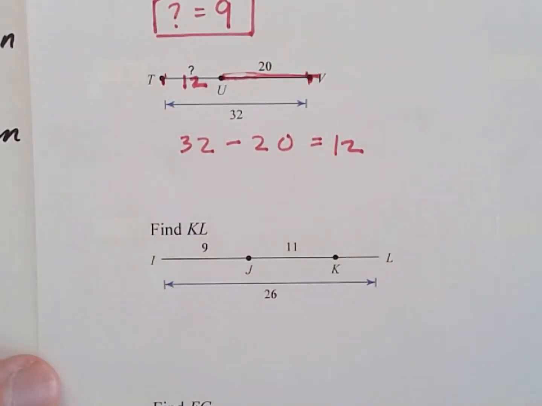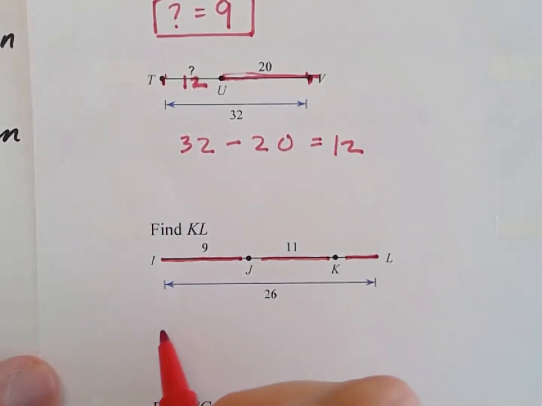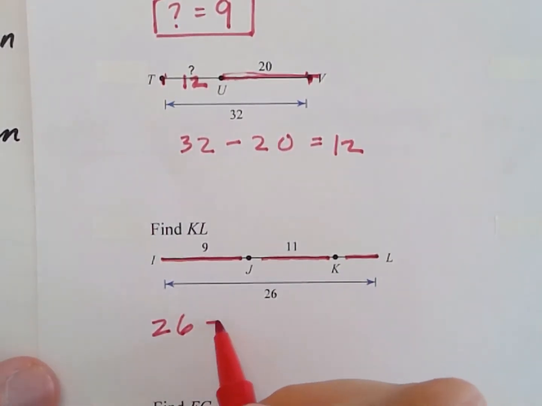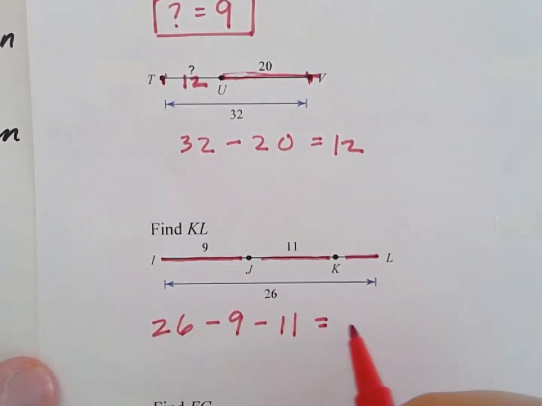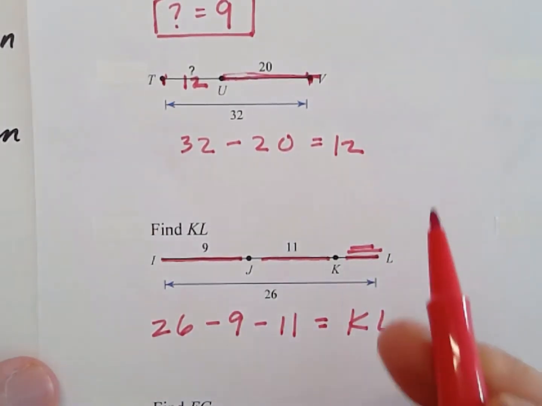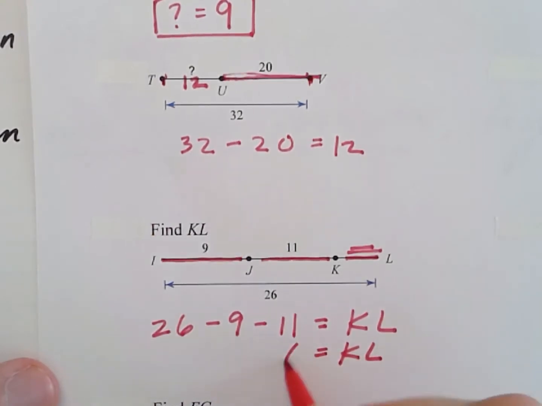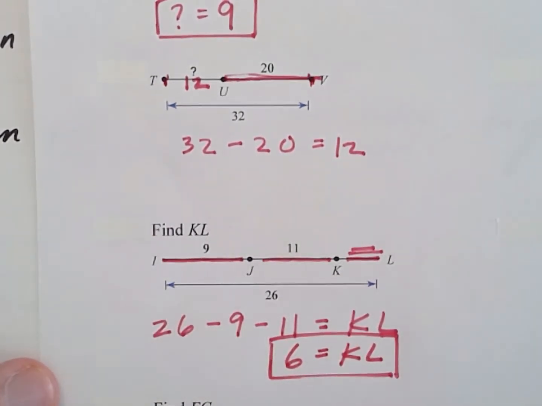Alright, so a little bit more interesting scenario would be like this. If the entire thing is 26, and then this part is 9, and this part is 11, and we want to find KL. Well, the entire thing is 26. If we subtract the 9 and subtract the 11, we're going to get KL. We're going to get this part that's left over right here. And so 26 minus 9 is going to give me 17. And if I subtract the 11, I'm going to get 6. Okay?